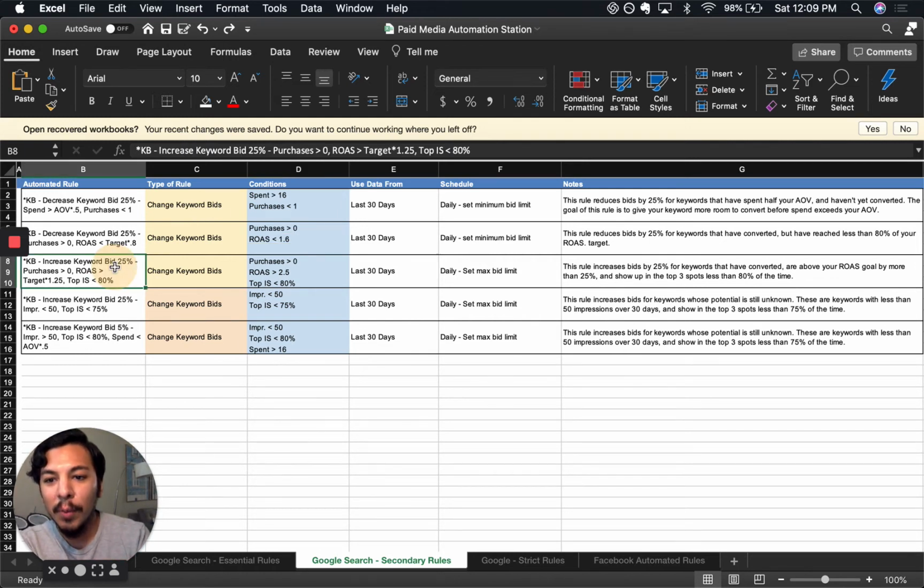And of course, we want to make sure that we're increasing bids on keywords where we still have opportunity. So if our purchases are greater than zero, and if we're 25% ahead of our ROAS target, and we also have less than 80% of impression share, and this is top impression share, so less than 80% of impression share in the top 3 spots on the search results page, then we're going to go ahead and nudge our bid up by about 25% to see if we can maximize our revenue at our target ROAS.